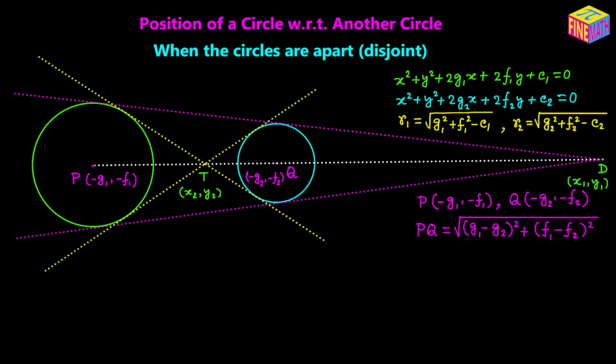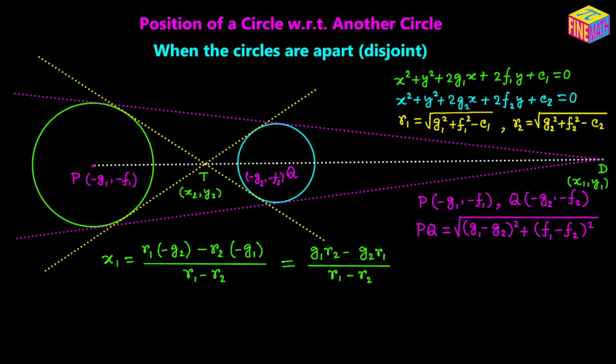We know D divides the PQ line segment externally in a ratio of R sub 1 is to R sub 2. So from there we can say then x sub 1, which is the x coordinate of the point D, will be equal to R sub 1 times negative G sub 2 minus R sub 2 times negative G sub 1, over R sub 1 minus R sub 2. Here I am simply using the section formula for external division. And if we simplify this, the quantity looks like G sub 1 times R sub 2 minus G sub 2 times R sub 1, over R sub 1 minus R sub 2.